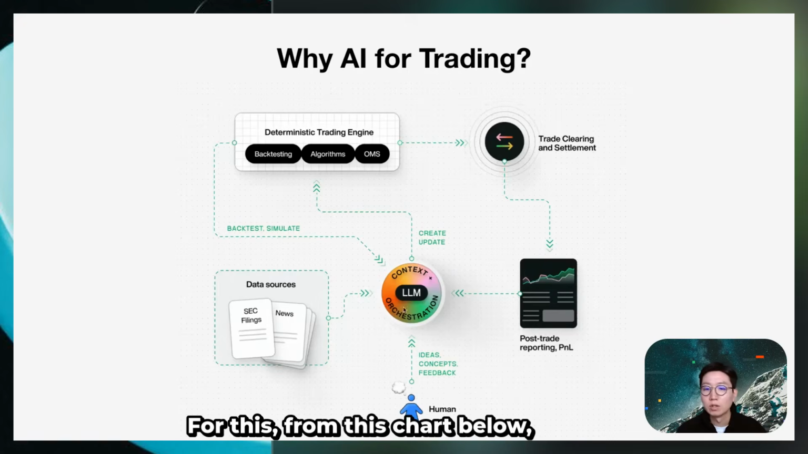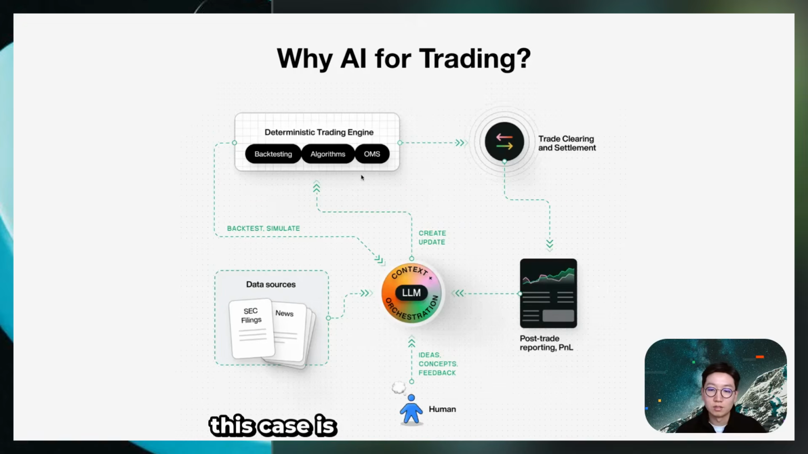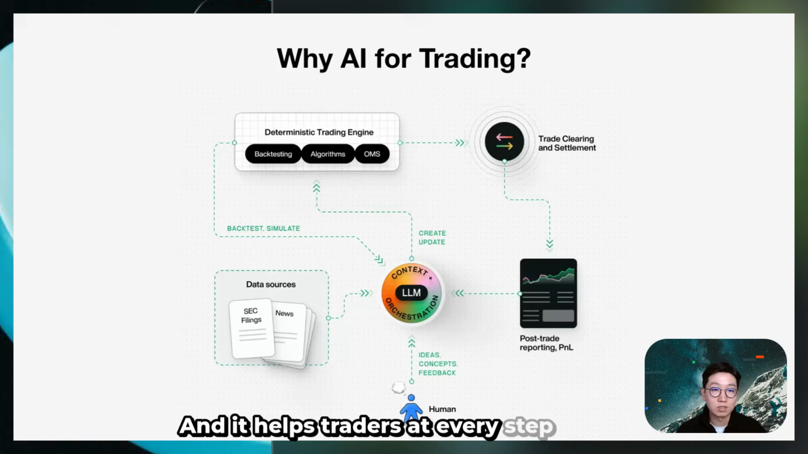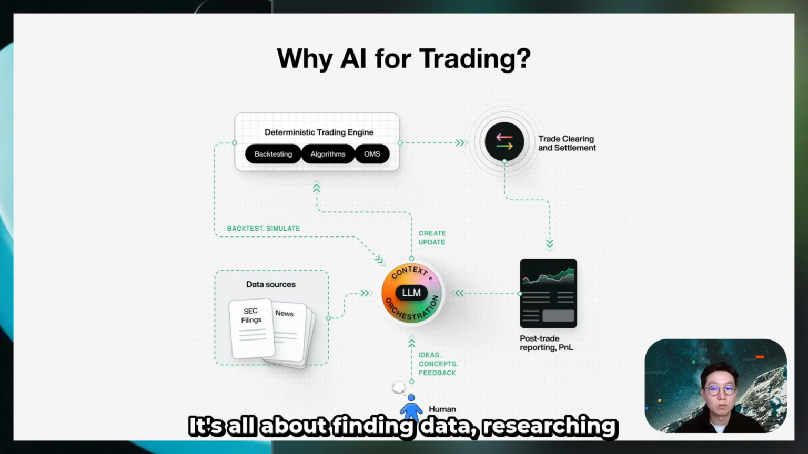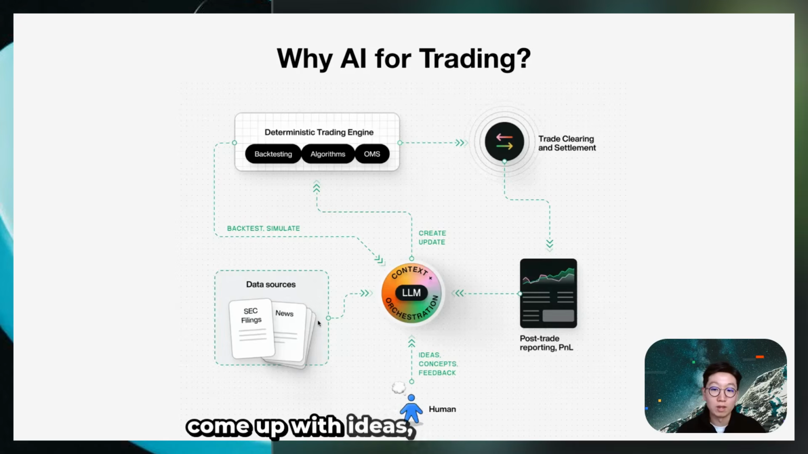From this chart below, we can see how the AI, or labeled as the LLM in this case, is quite a central actor in this entire trading flow, and it helps traders at every step of the process. In particular, one important facet of trading, I believe, is information processing, right? It's all about finding data, researching markets, and using that information to come up with ideas, then backtesting them to potentially validate those ideas, and then executing those ideas. And as conditions change, traders will do this process again to adjust their strategy.